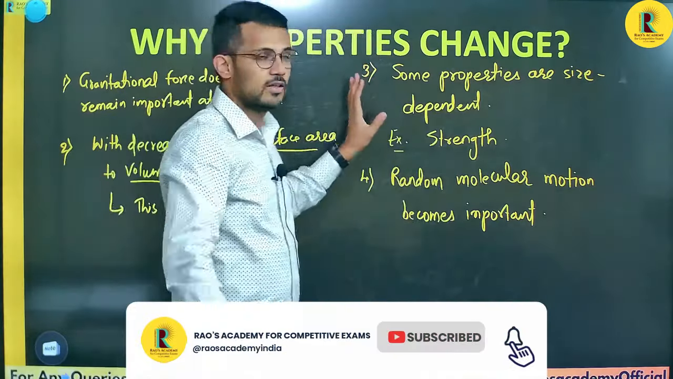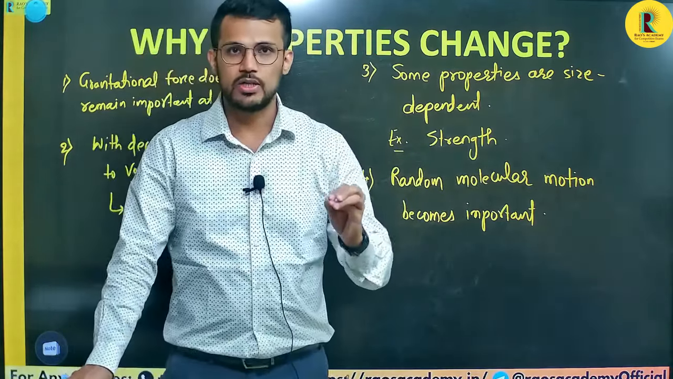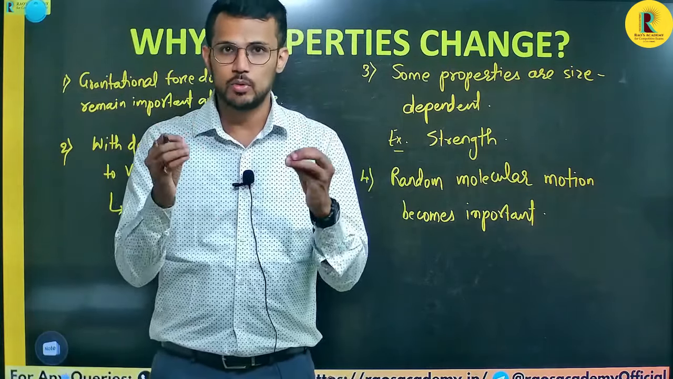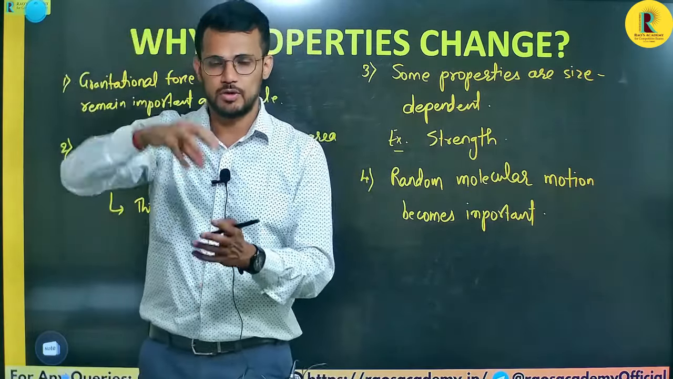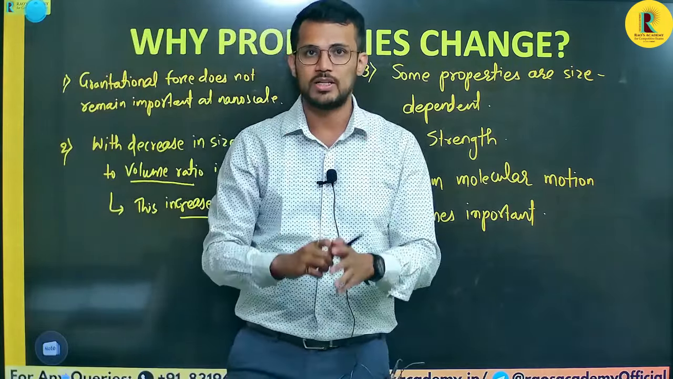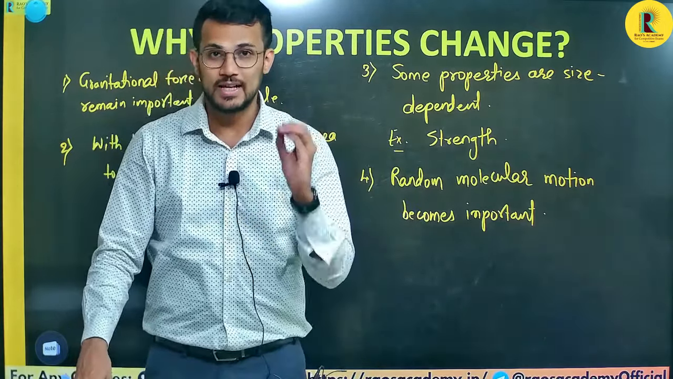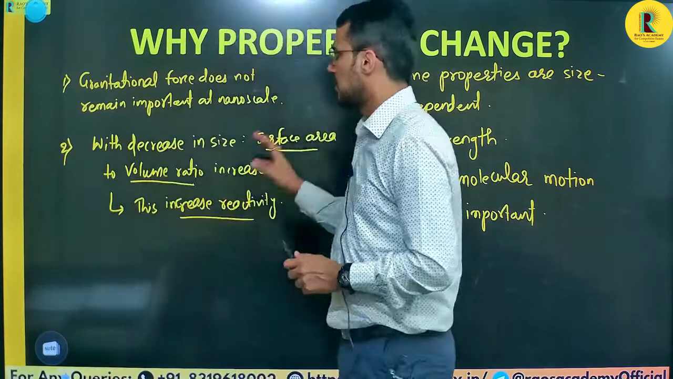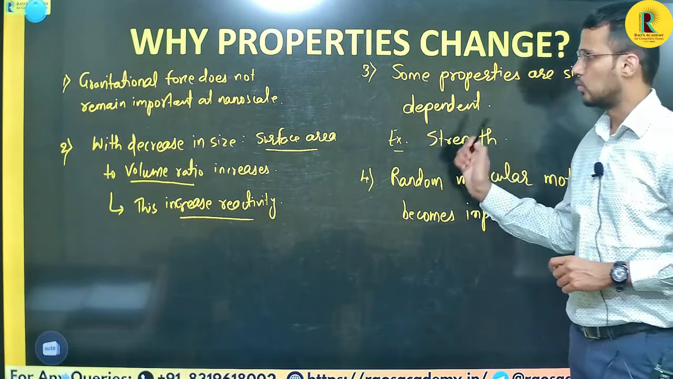That is the fourth important reason why properties are changing. At nanoscale, random motion of molecules becomes very wild. And that wild motion is important for the nanoscale particles. But with normal size particles, you won't be able to see any kind of that motion. But when you observe nanomaterials, their properties are dependent on this random molecular motion. And that's why properties are changing at nanoscale. Fine. So these are some of the important reasons because of which nanoparticles exhibit different properties. I hope this is clear to you.